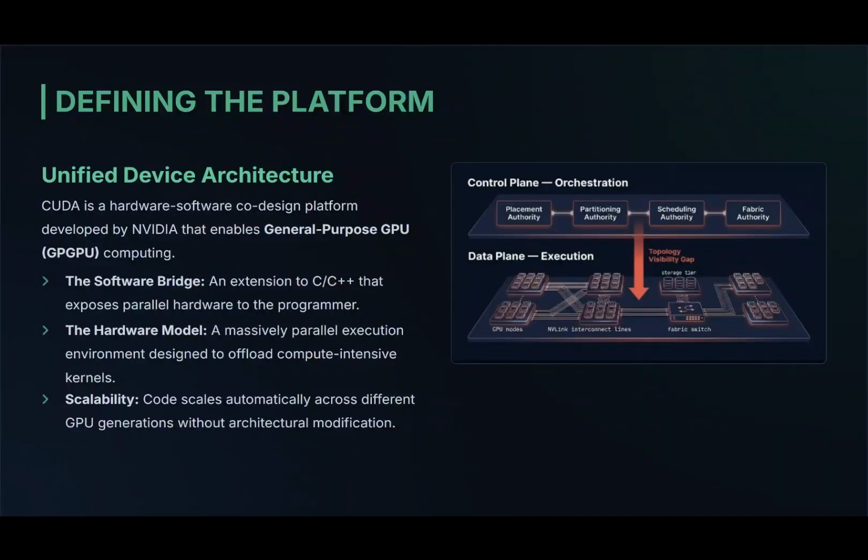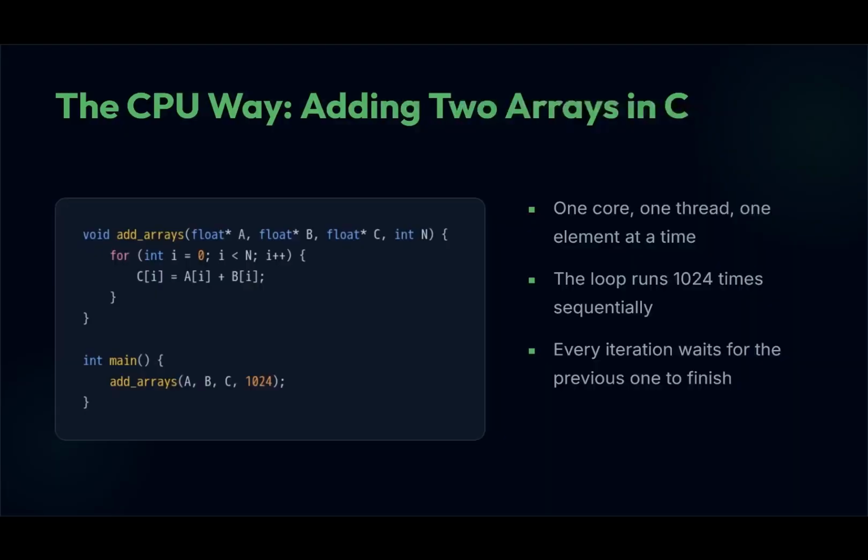Before we compare hardware, we must define what CUDA actually is. CUDA stands for Compute Unified Device Architecture. It is more than just a software library. It is a hardware software co-design platform. It provides a software bridge extension to C and C++ that allows us to offload heavy mathematical work to the GPU. It provides a consistent hardware model that allows our code to scale automatically across different generations of GPUs, from a laptop chip to a massive data center cluster.